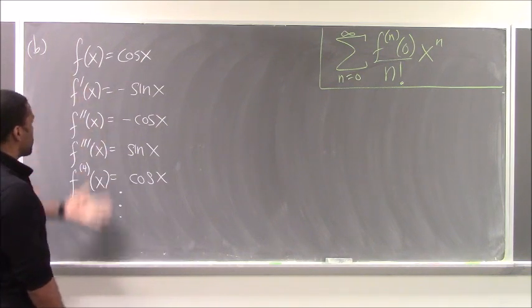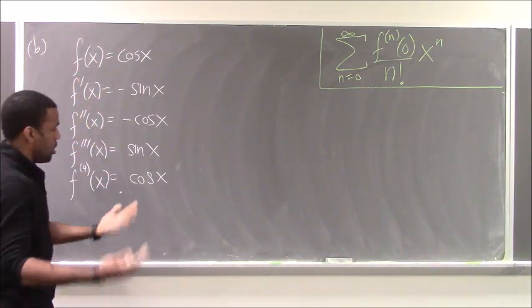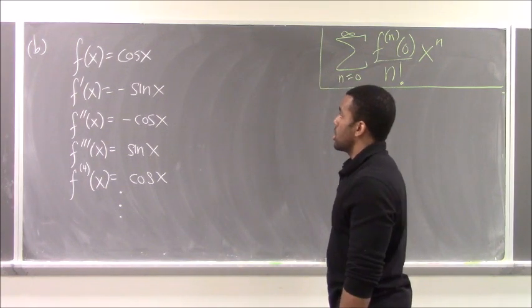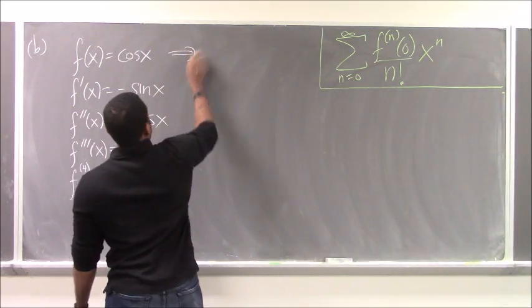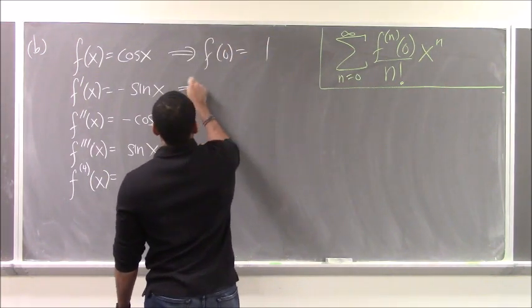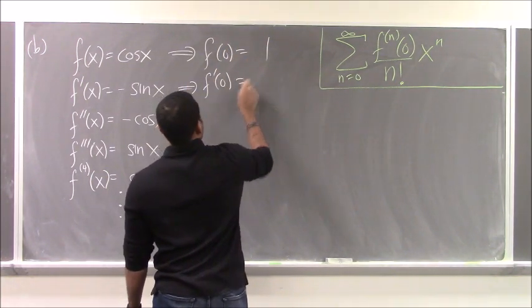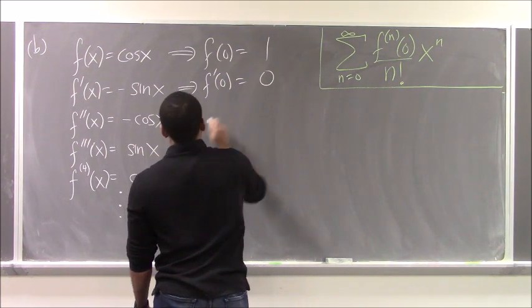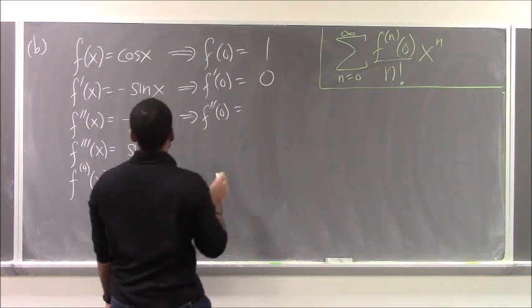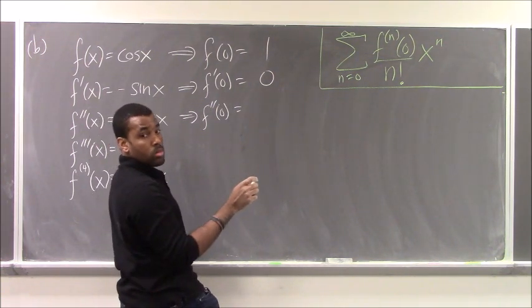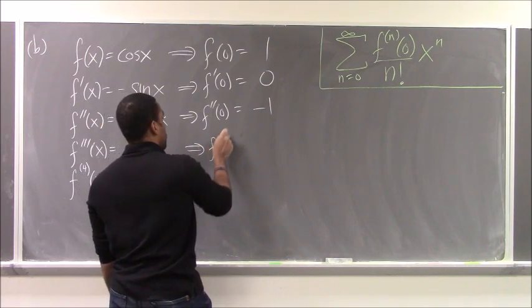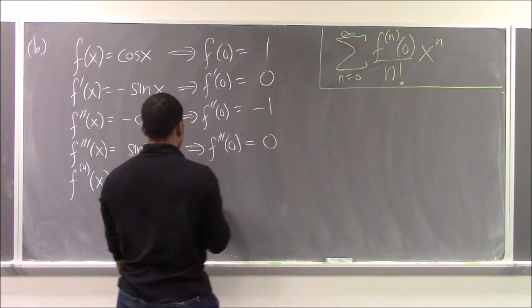Okay, so we have the first 4 derivatives. We have these guys. What did you do next? Then I evaluate it at 0. So you get f of 0 is 1. F prime of 0 is 0. F double prime of 0 should be minus 1. And f triple prime of 0 is going to be 0.